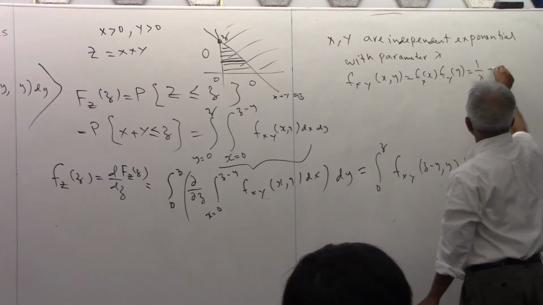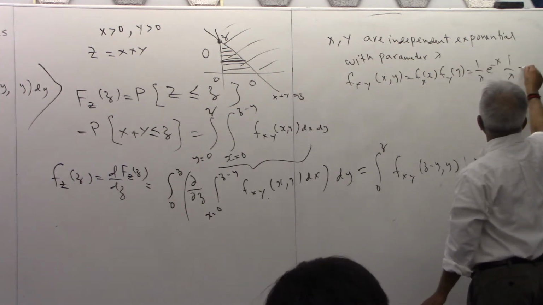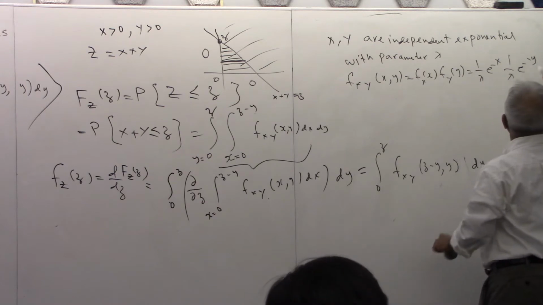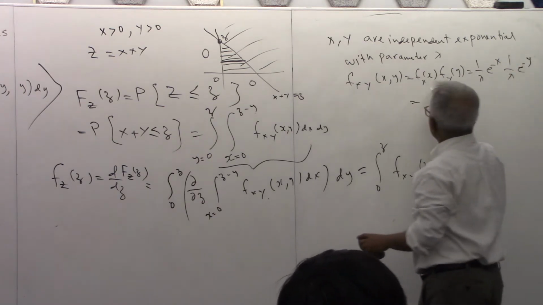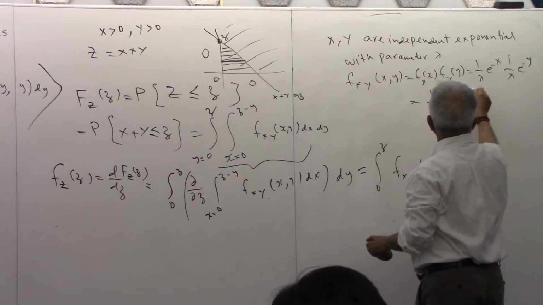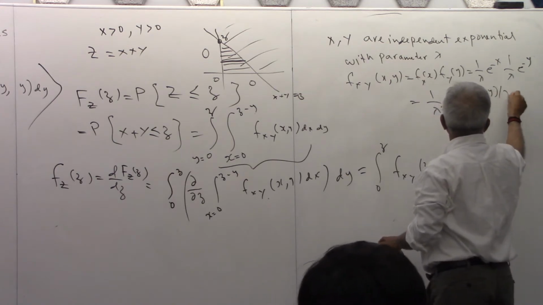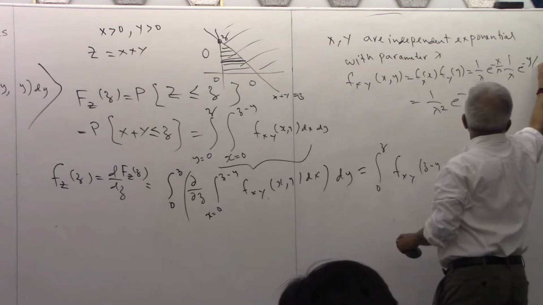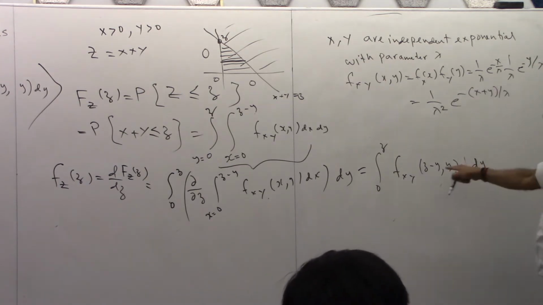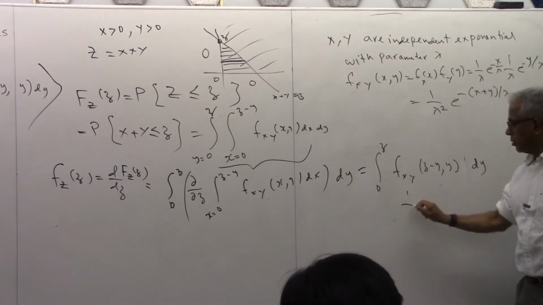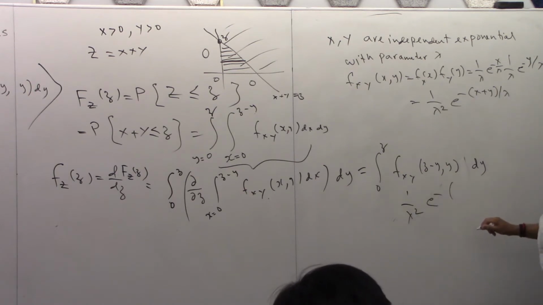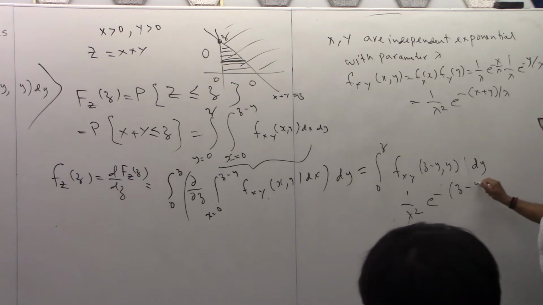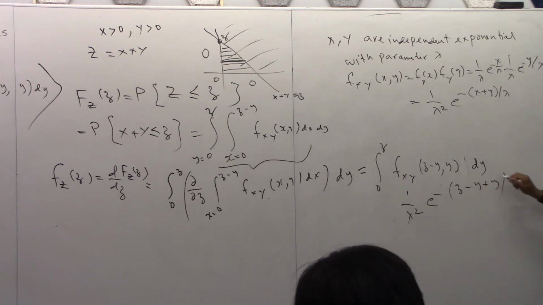So this is 1 over lambda e raised to minus x, 1 over lambda e raised to minus y. So 1 over lambda squared e raised to minus x plus y over lambda. So I'm going to substitute that here. So this is 1 over lambda squared e raised to minus x, where x is z minus y, plus y over lambda dy, right?